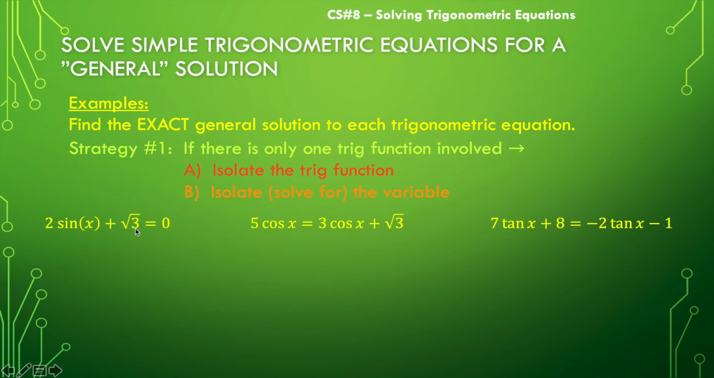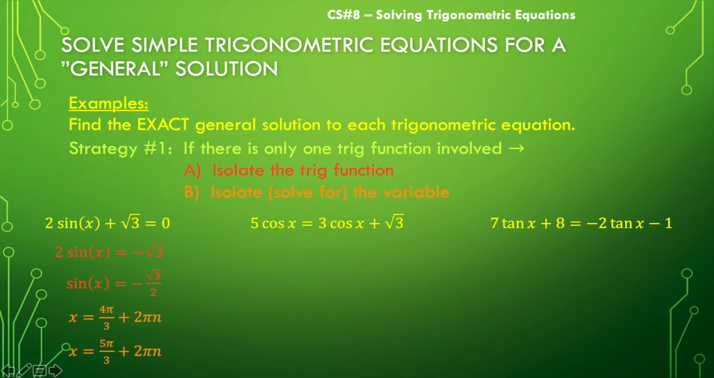So I would subtract the square root of 3, and then I would divide by 2, and I'd have the sine of x is equal to negative square root of 3 over 2. So now I'm thinking about the unit circle, and I'm thinking, well, what angles have a y coordinate of negative square root of 3 over 2? And I know those to be 4 pi over 3 and 5 pi over 3. So I would go ahead and add plus 2 pi n on both of those.